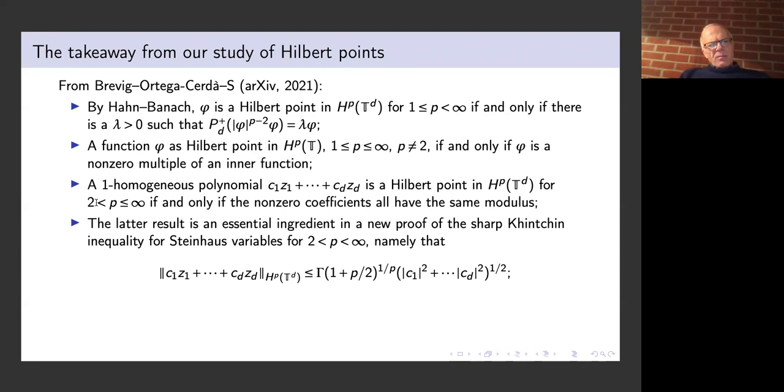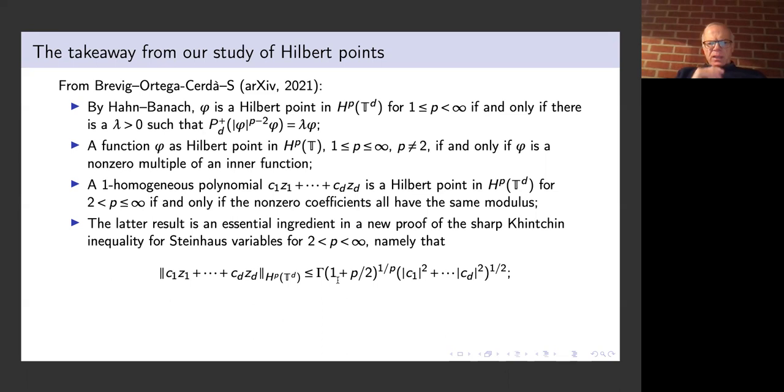But it turns out that this way of thinking about these objects can actually be used to prove the sharp Khinchin inequality for Steinhaus variables, which in our terminology, in the H^p terminology, is just this inequality for the coefficients of a one homogeneous polynomial. So a one homogeneous polynomial has this precise estimate. We have this precise relation between the p norm and the 2 norm, with this precise constant in front. So it's a new proof. This is a well-known result, but I think our proof is quite simple. So I think it's an interesting proof.